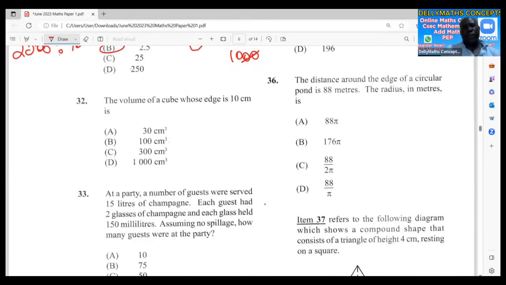The volume of a cube whose edge is 10. So if I have a cube looking like this, the edge is 10.